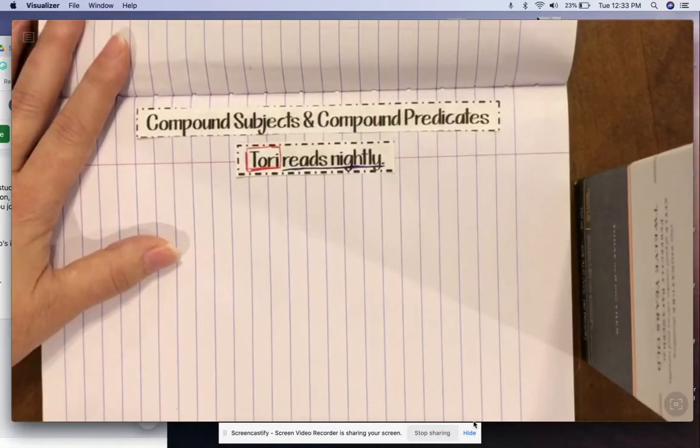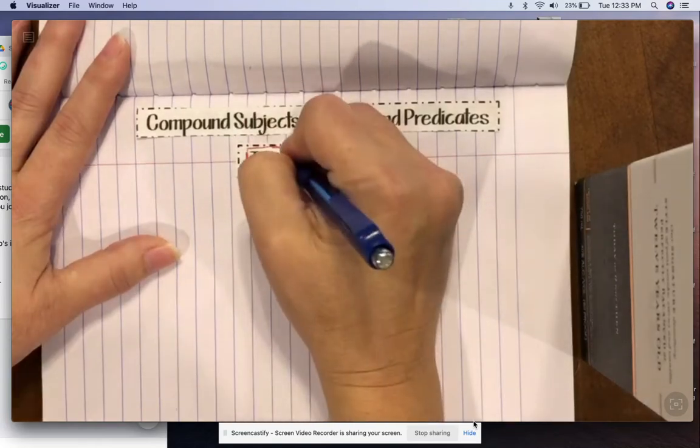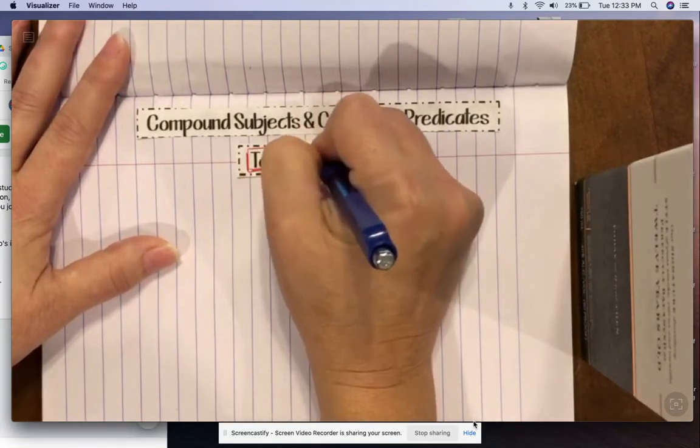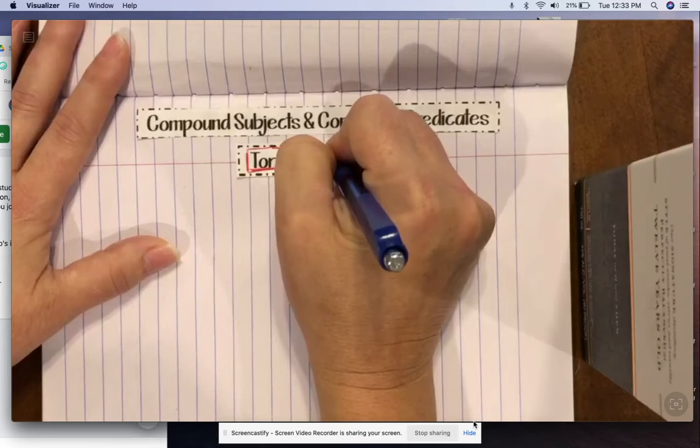By the way, I hope you guys are copying what I'm doing. Now, if I had to narrow down the predicate to one main word, what is it that Tori does? Does she read or does she nightly? Nightly doesn't give us an action, does it? It tells us when she does it. So reads is going to be our simple predicate.